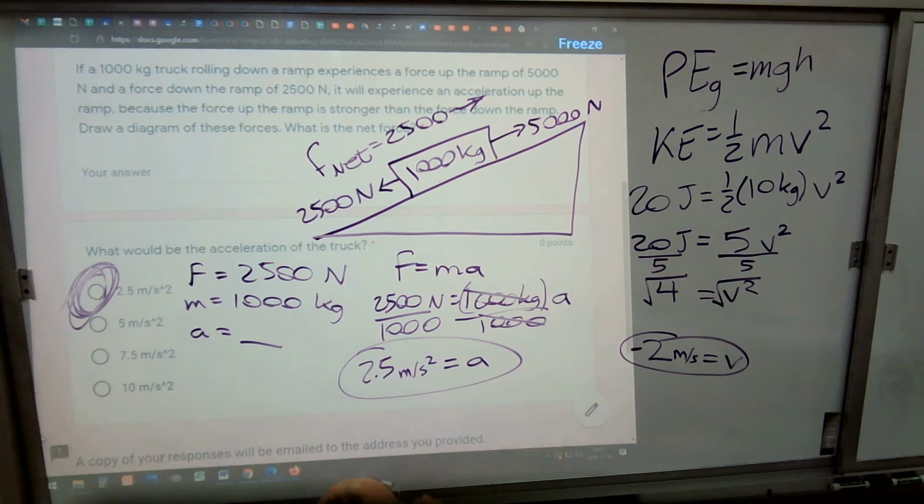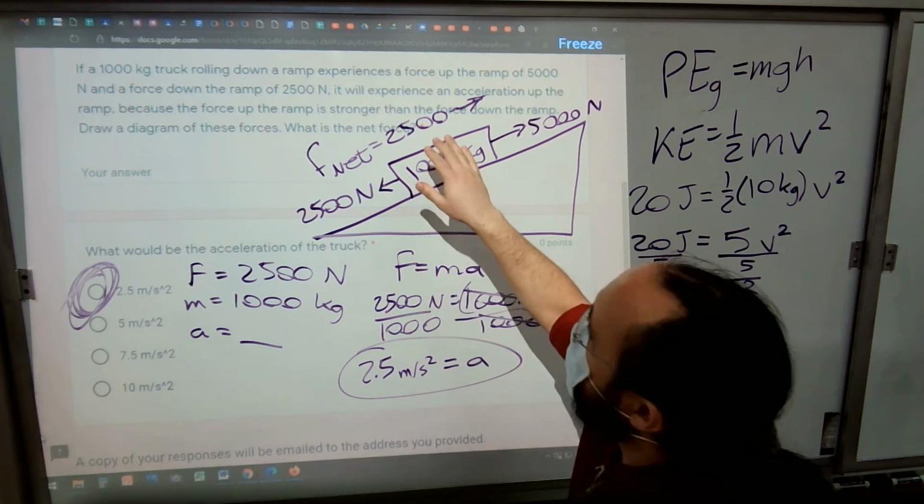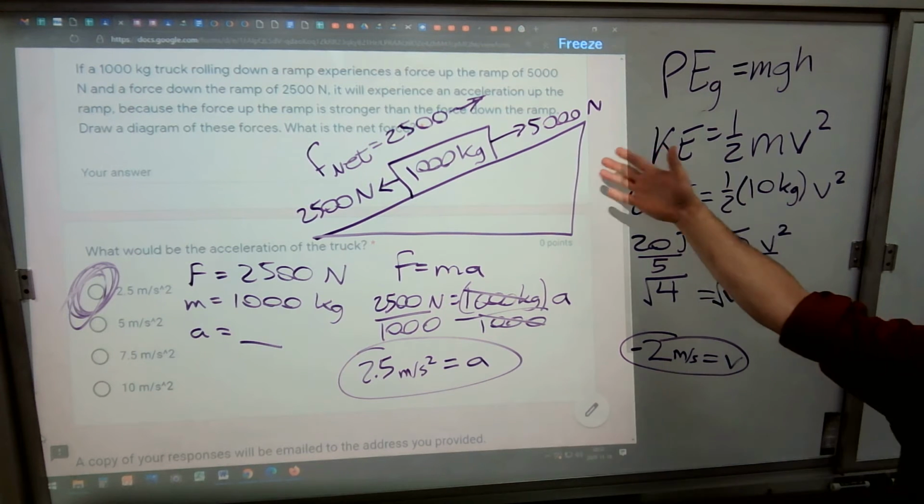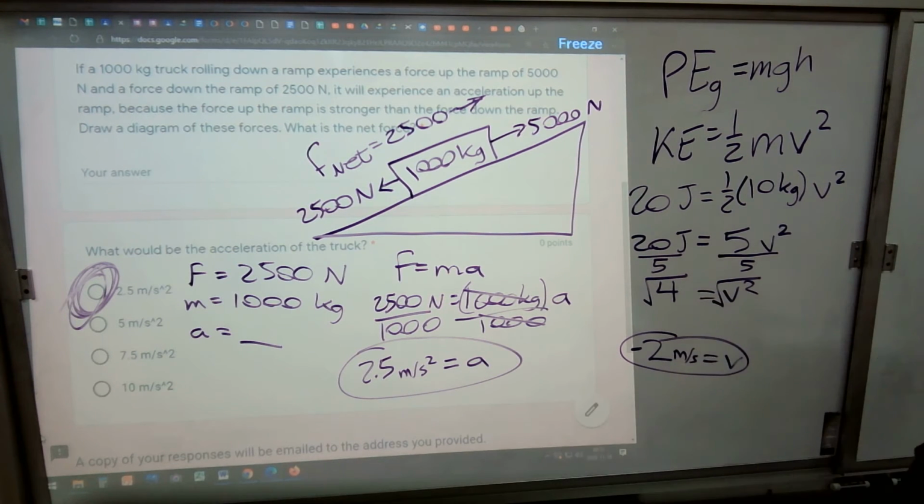What was the first one? The net force was 2,500. So two steps. First you had to subtract, and then you had to divide. All these are reviewing for the CTBA. There are some that are like these on the CTBA.